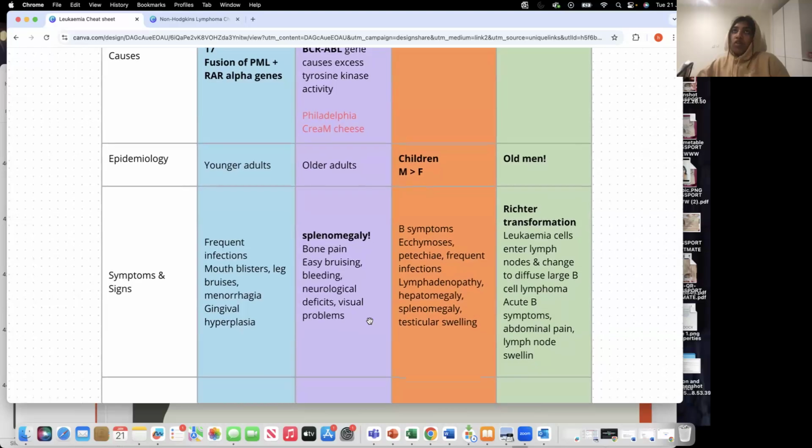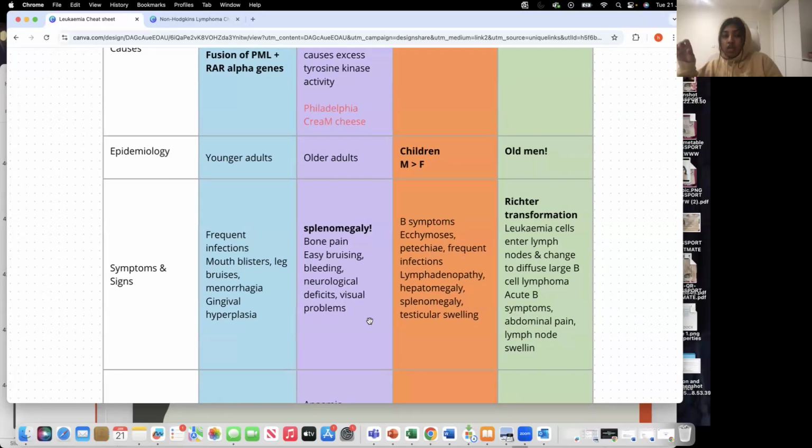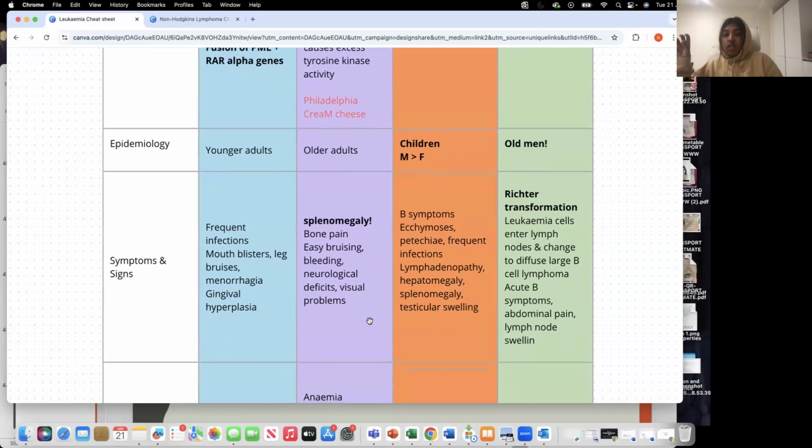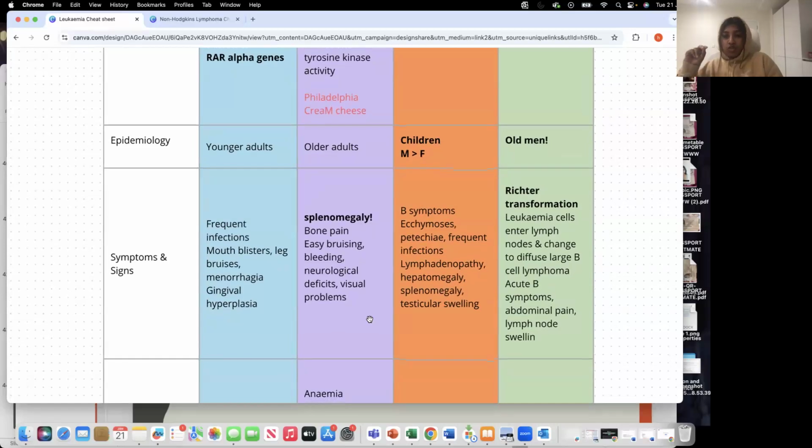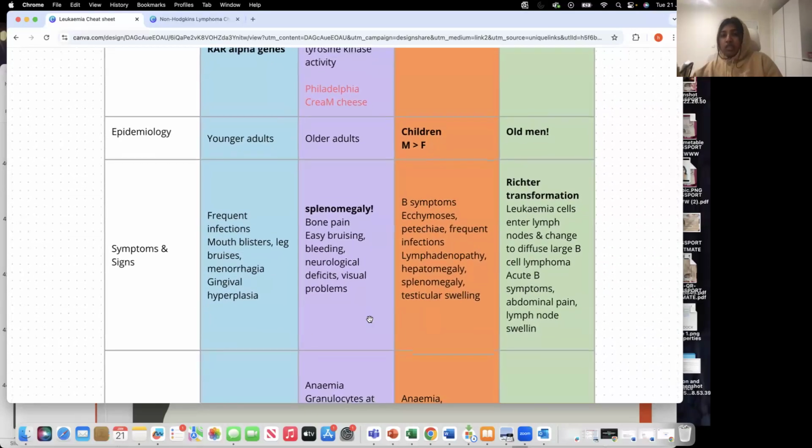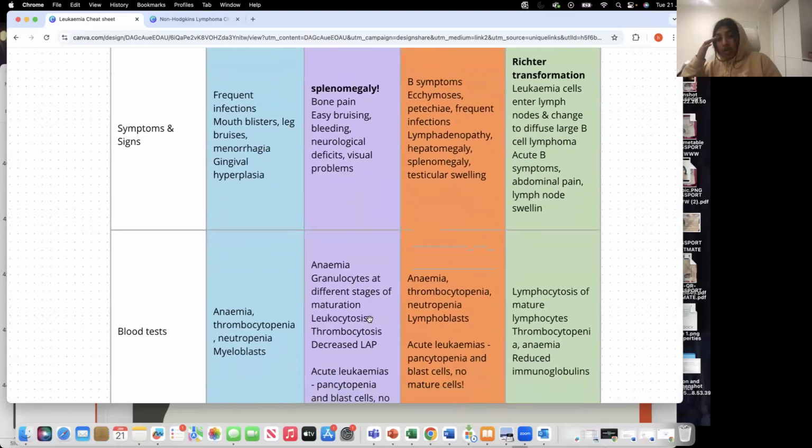When you see a leukemia question, it's important in the stem to look at any of the causes. So any specific mention of any chromosome or gene thingies, and also look at who it is. So look at the epidemiology and look at the specific signs and symptoms. If it's splenomegaly, it could lead you more towards CML. Richter transformation, it's CLL. Blood tests.